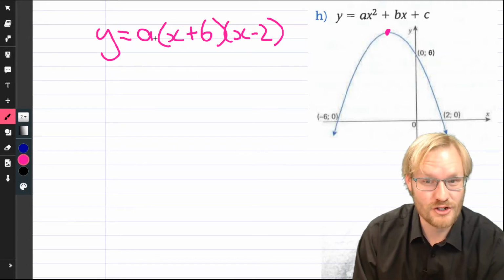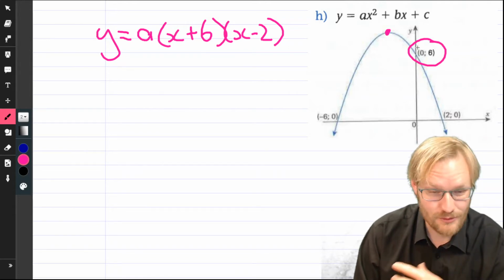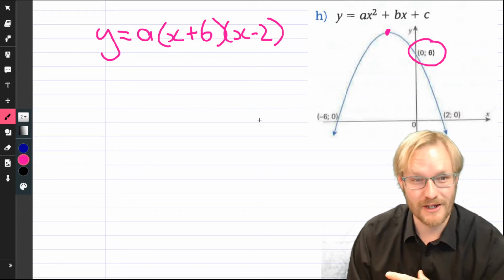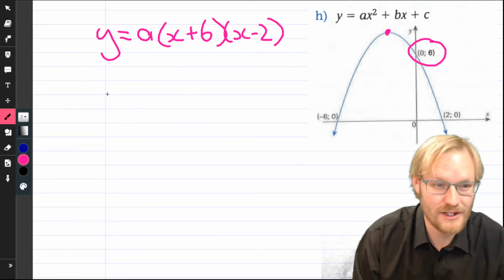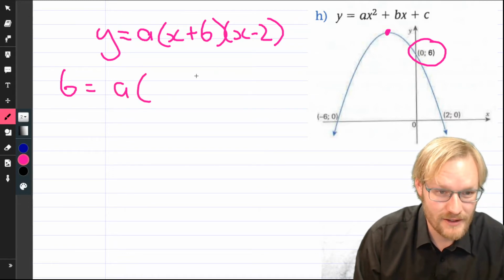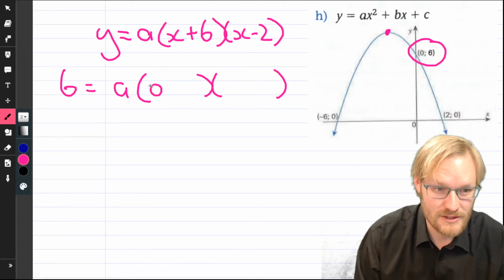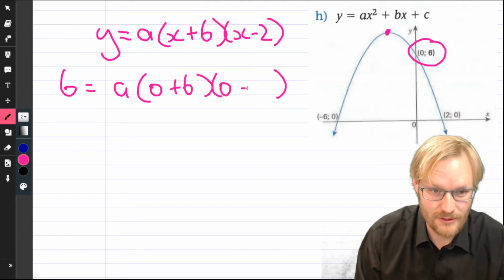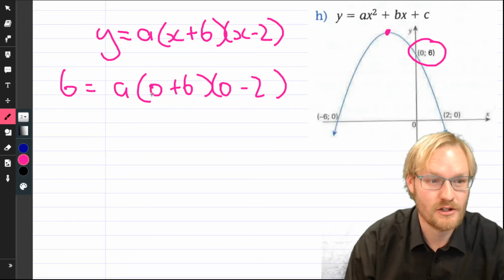And now we need to determine what a is. And by now we know that we just keep substituting. If in doubt, substitute. So we're substituting in here and we're saying, well, the y value is 6. So 6 equals a, and then we've got our brackets. Our x value is 0. So 0 plus 6, 0 minus 2. One equation, one variable. Let's solve.